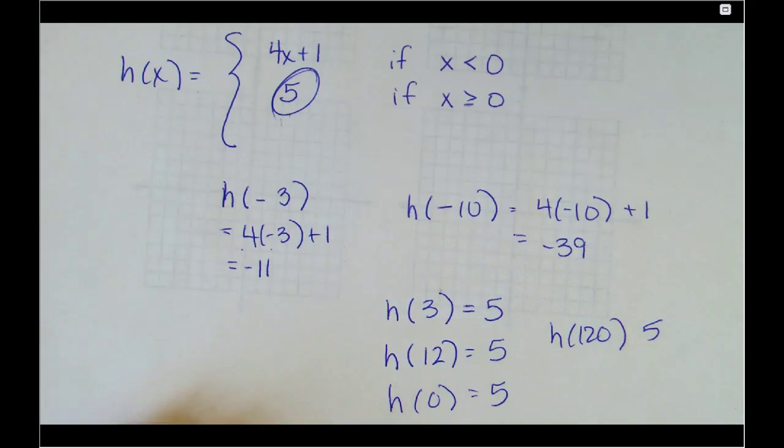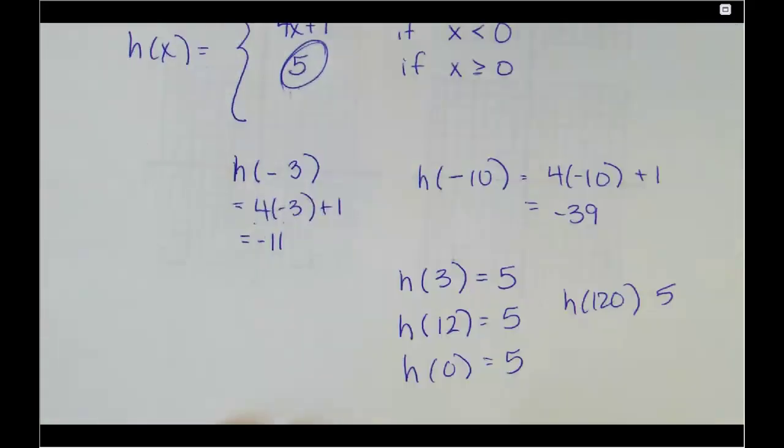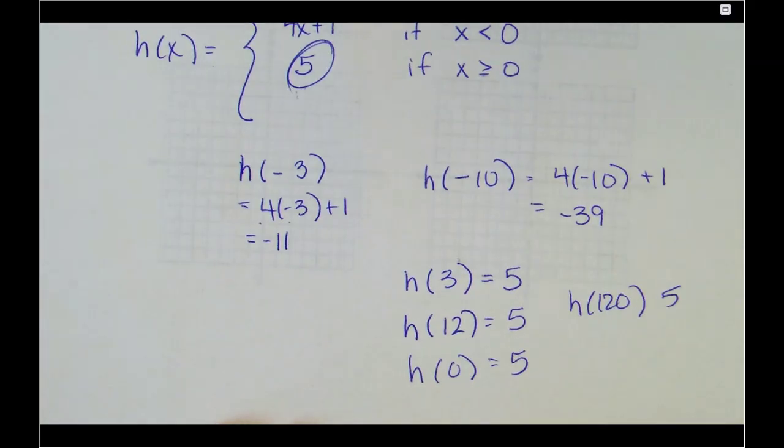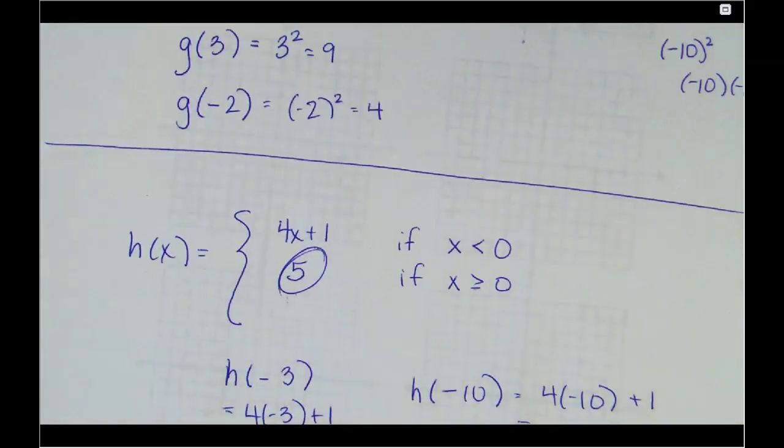If you really want to know what it looks like, it's a horizontal line. The x's are different things, but the y always stays the same. Just a horizontal line. Okay. What are your questions that you have for me?